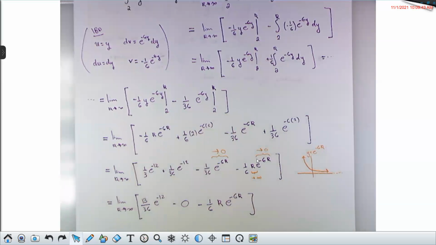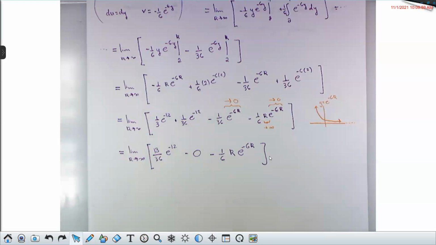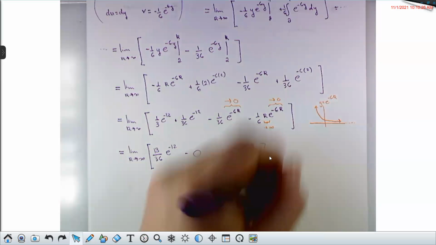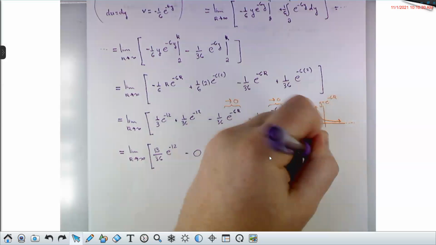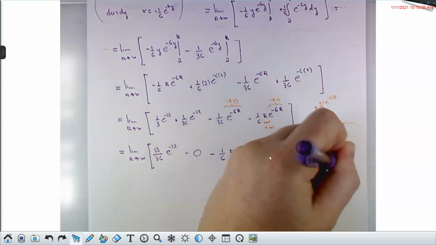So we said the e to the negative 6r here, this guy wants to go to 0. The r here wants to go to infinity. So this is like infinity times 0. What is infinity times 0? Could be 0, could be infinity, and it could be anything in between. Infinity times 0 is an indeterminate form, yeah. So r e to the negative 6r goes to infinity times 0, which is a specific kind of indeterminate form. It's an indeterminate product.